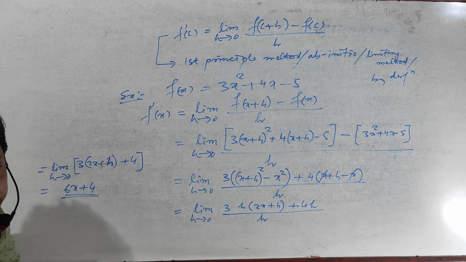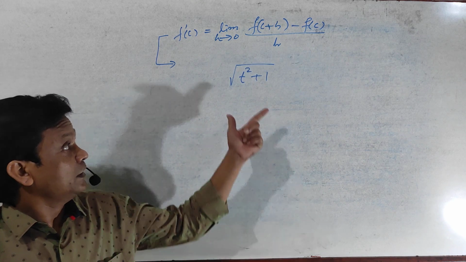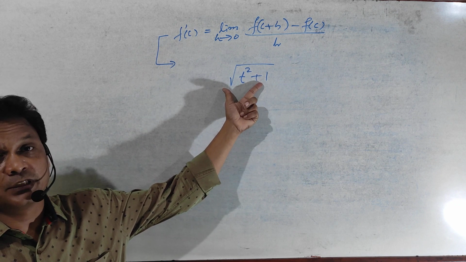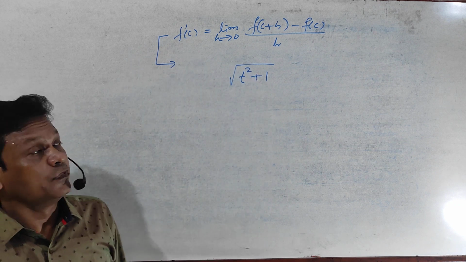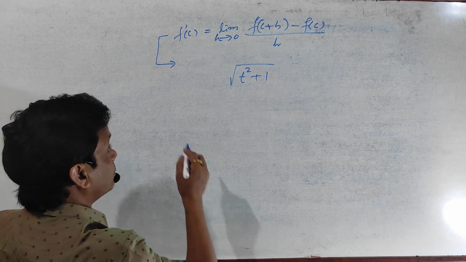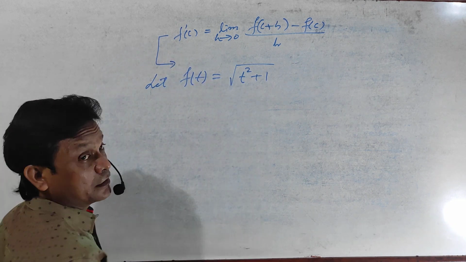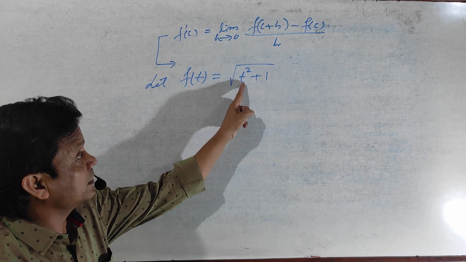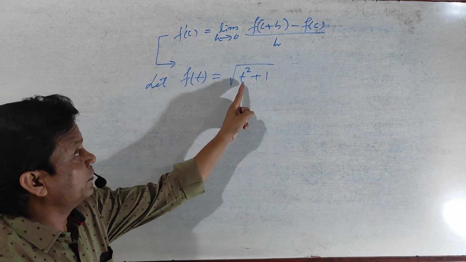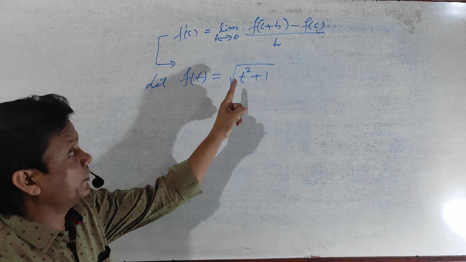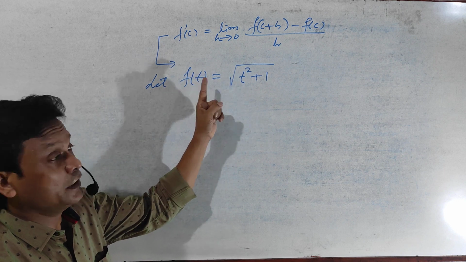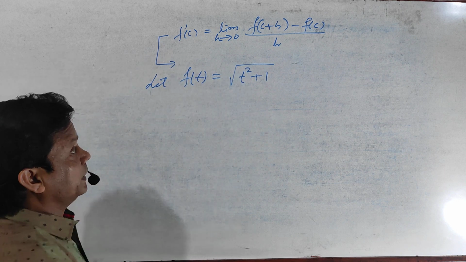Okay. See here the function is this one. You want to differentiate this function. And here the variable is t. So you should write let f of t is for this one, not f of x. If the variable is x, you should write f of x. If the variable is theta, you should write f of theta. If the variable is s, you should write f of s. If the variable is t, you should write f of t.